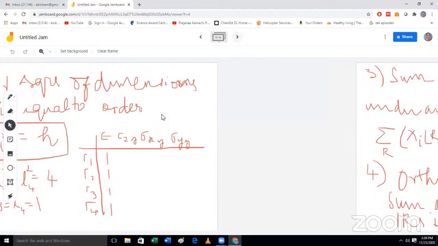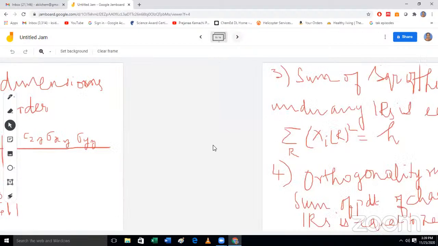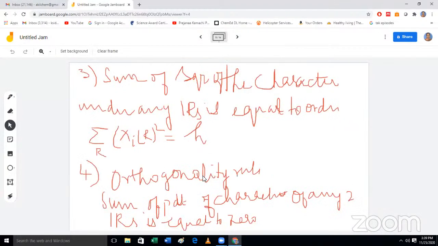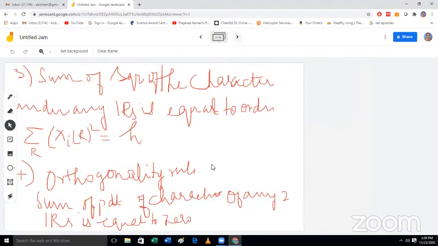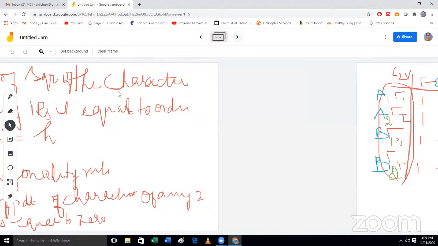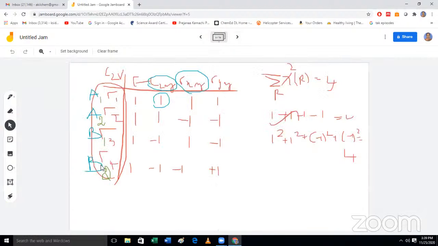Next, the sum of squares of the characters of any irreducible representation is also equal to the order. And applying the orthogonality rule, that is, the sum of the product of characters of any 2 irreducible representations equals 0. Applying both 3 and 4, we are able to fill the character table like this. We saw this in detail, and gamma 1, 2, 3 and 4 are replaced by A1, A2, B1, and B2. These are the Mulliken notations for the irreducible representations.